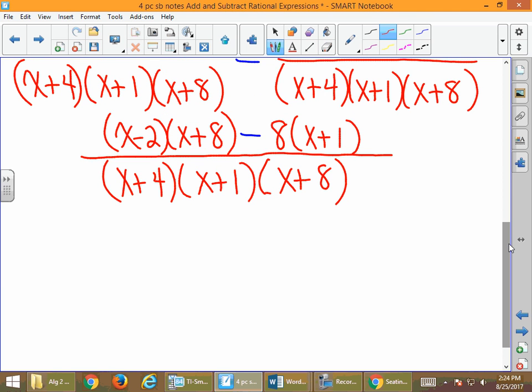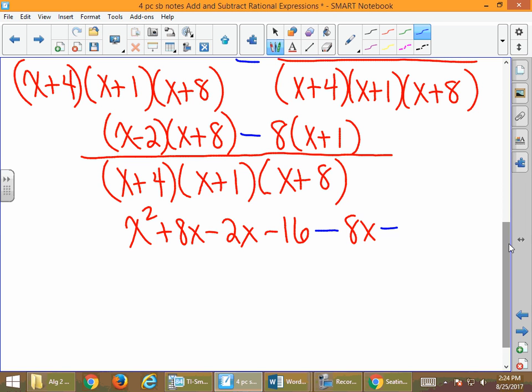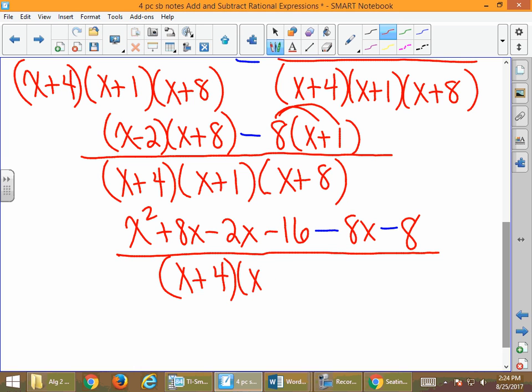So I wrote that step. And again, for some of you, you're going to have to write it. For some of you, you're not going to have to write that step. But we need to be careful because this negative gets distributed over the entire right-hand fraction. But we get x squared plus 8x minus 2x minus 16 when we FOIL. And then it's going to be minus 8x minus 8, distributing the whole part there, all over a common denominator of x plus 4 times x plus 1 times x plus 8.